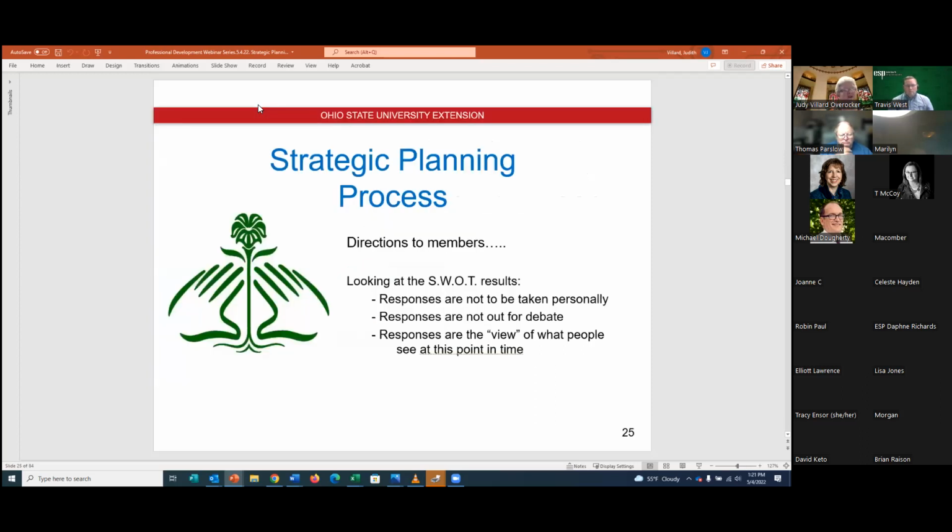And so my direction to the members was, at this meeting in the fall, we're going to take a look at those SWOT results. And we have to understand the ground rules: the responses are not to be taken personally. Some people could read in there, if you're the president of this group, and you see something about the officers not following through, you kind of know that's directed to you.